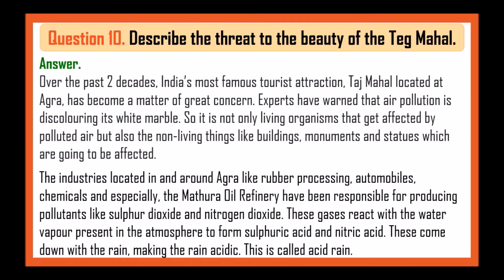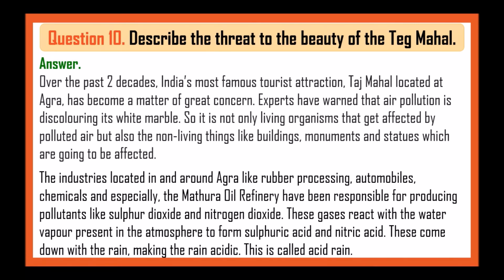So it is not only living organisms that are affected by polluted air but also non-living things like buildings, monuments and statues. The industries located in and around Agra, like rubber processing, automobile, chemicals and especially the Mathura oil refinery, have been responsible for producing pollutants like sulfur dioxide and nitrogen dioxide. These gases react with the water vapor present in the atmosphere to form sulfuric acid and nitric acid.